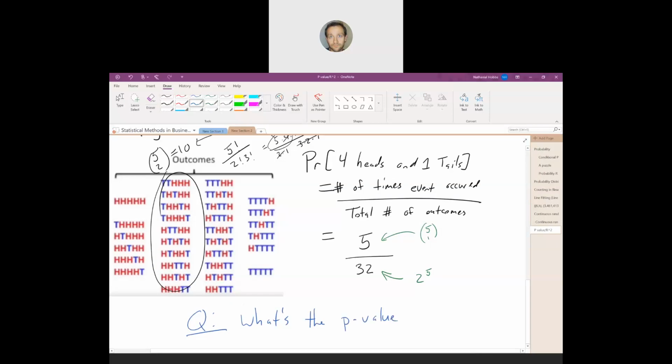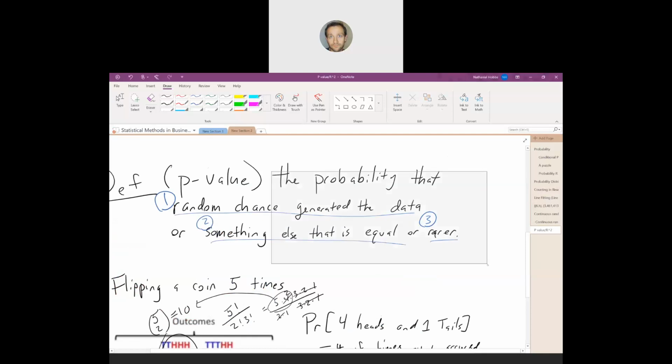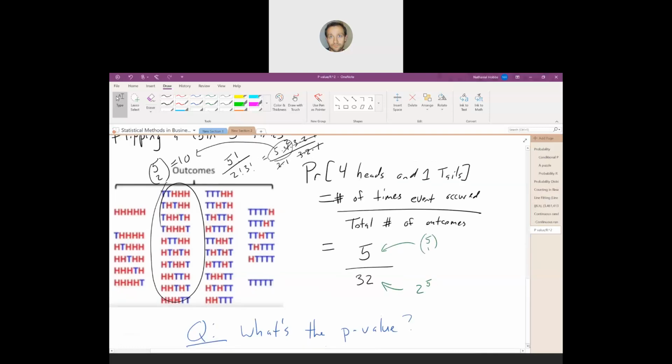And this is a kind of question that you might be able to expect on the exam. I give you something kind of simple like this, I ask you what the probability of an event is, and I ask you what the p-value is. Something like that. So what's the p-value? Let me go up here, and I'll copy the definition just for reference, so it's all on the same screen.